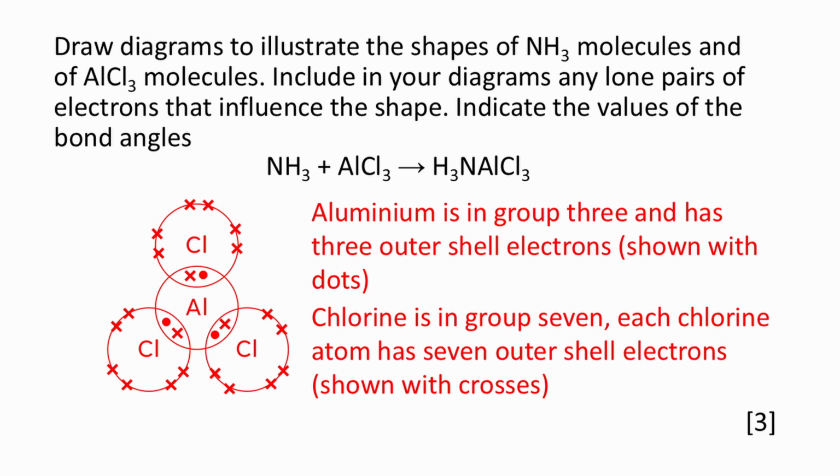Let's move on to aluminium chloride now. Aluminium is in group 3 and has 3 outer shell electrons, shown with dots. Chlorine is in group 7. Each chlorine atom has 7 outer shell electrons, shown with crosses.